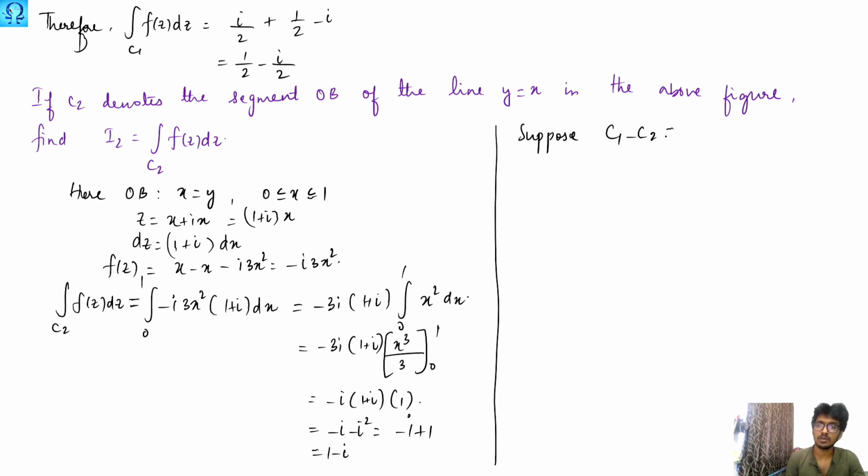Suppose C1 minus C2 is the contour C. Then integral over C f of z dz would be what? Since C2 is traversed in the opposite direction, we write minus C2. So this is integral over C1 f of z dz minus integral over C2 f of z dz, since it is traversed in the opposite direction, usually we have a minus here. Therefore, we have written this integral as I2.